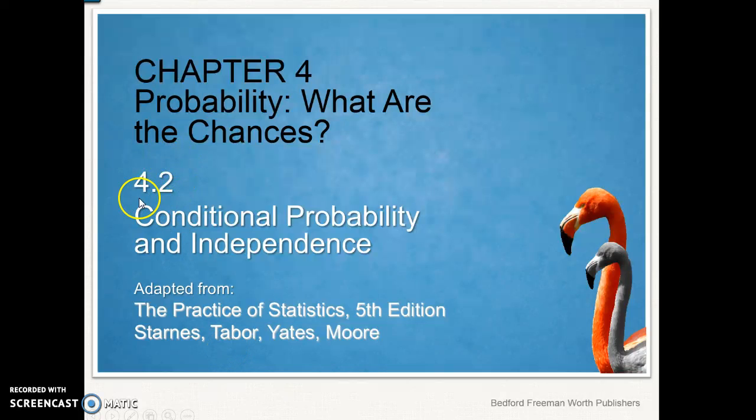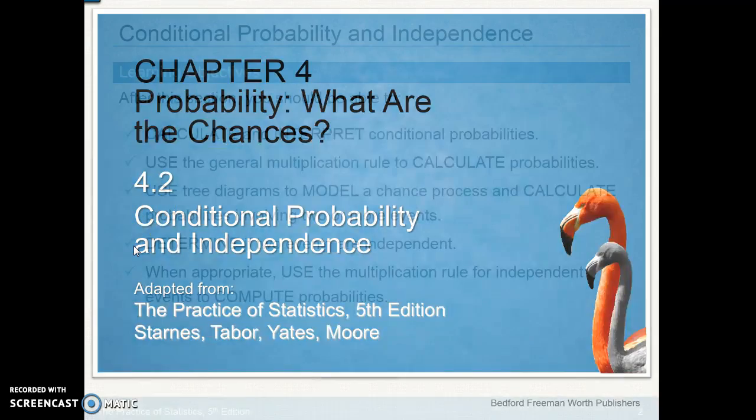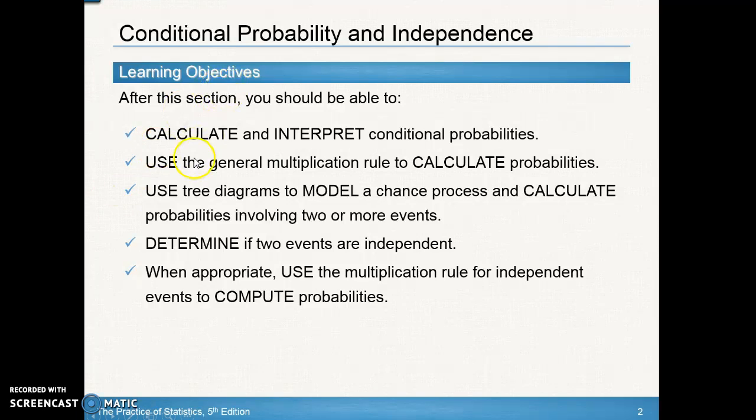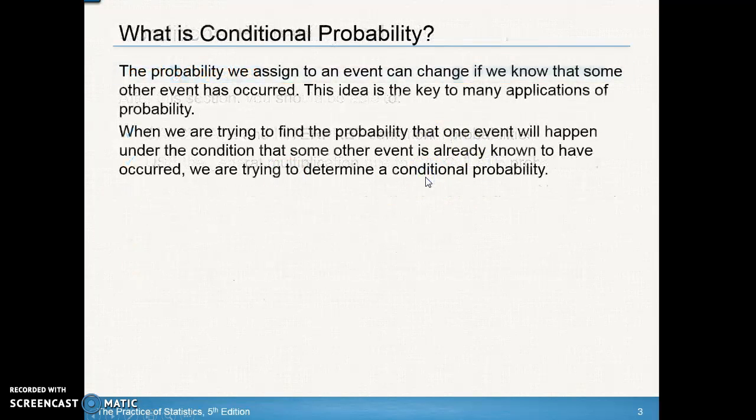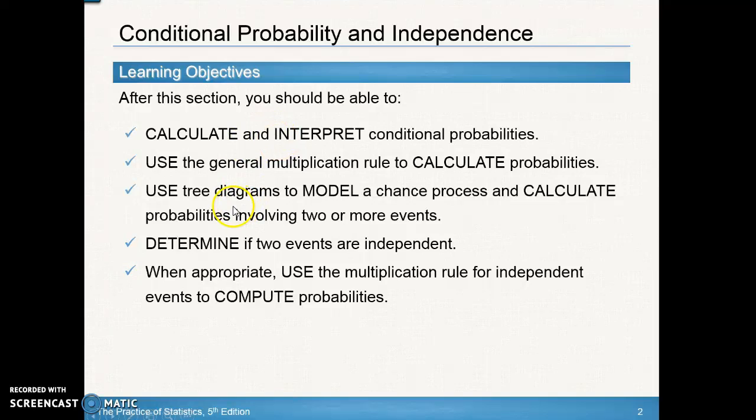All right, so welcome to section 4.2, where we're going to discuss probability a little bit more in depth, and specifically conditional probability and independence within our probability questions. In this section, you're going to be able to calculate and interpret conditional probabilities, use the general multiplication rule, which you've probably seen before, to calculate probabilities, understand how and when to use tree diagrams to model a chance process, basically to find probabilities, determine if two events are independent, and then use the multiplication rule for independent events to compute probabilities.